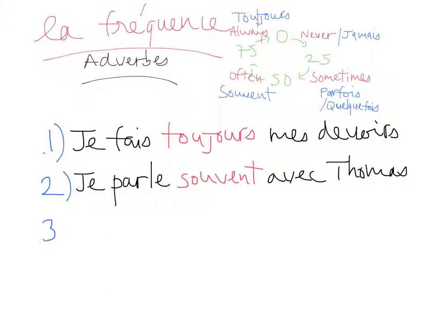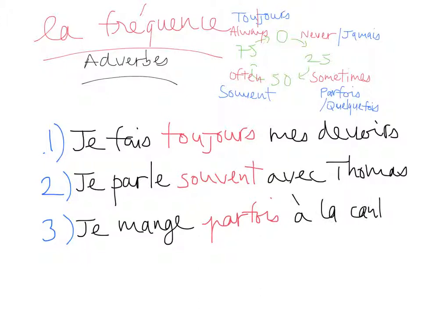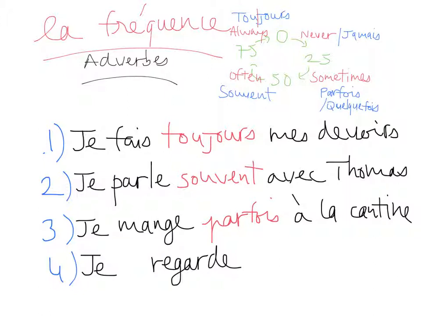Something that you will do sometimes. Je mange parfois à la cantine. I sometimes eat at the canteen because the canteen is not that good, as we all know, and it's not something you want to do all the time, right? And finally, number 4, I kept it for last because it's a bit special. Jamais. I never watch TV. Let's pretend you hate TV. Je regarde jamais la télé. I never watch TV.